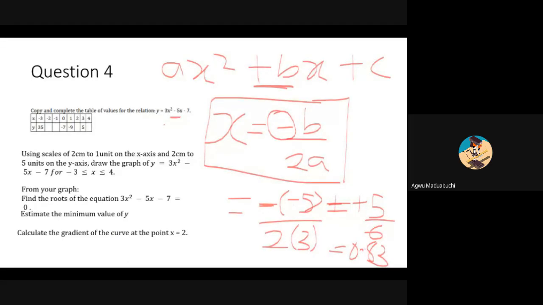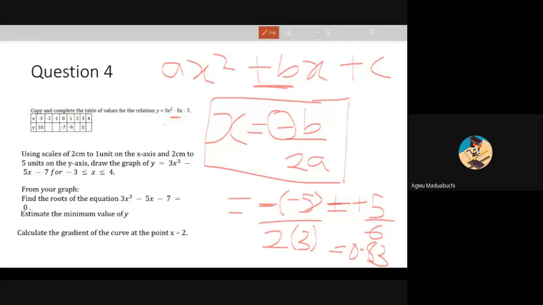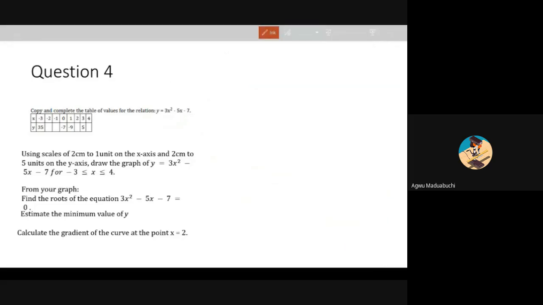The last part of the question, which is very important, talks about the gradient of a curve. When we did straight lines, we know that the gradient of a straight line is the same. You can find the gradient of any straight line by picking any 2 points on that line. The formula for the gradient, or slope, is equal to y2 minus y1 all over x2 minus x1.